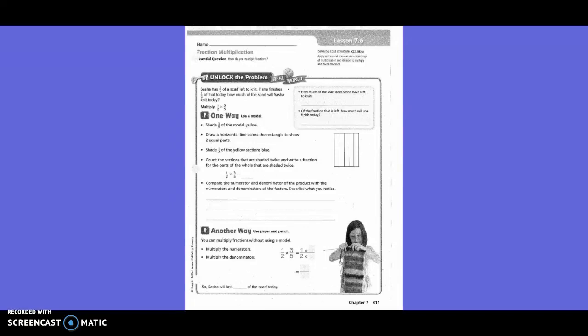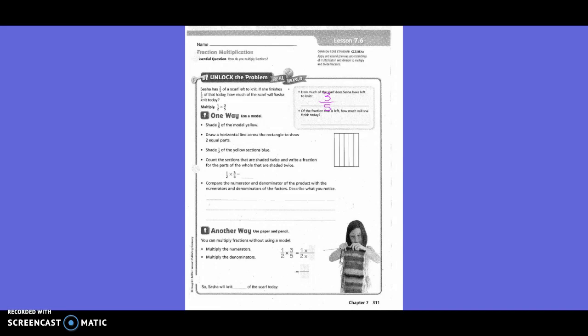Chapter 7, Lesson 6, 5th grade. Fraction multiplication. Unlock the problem. Sasha has 3/5 of a scarf left to knit. If she finishes half of that today, how much of the scarf will Sasha knit today? So how much of the scarf does Sasha have left to knit? 3/5.